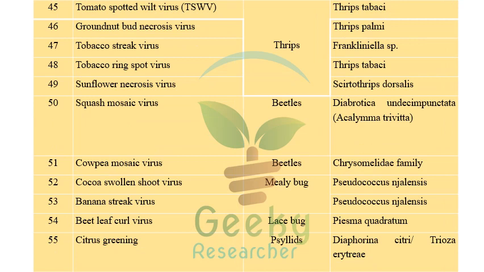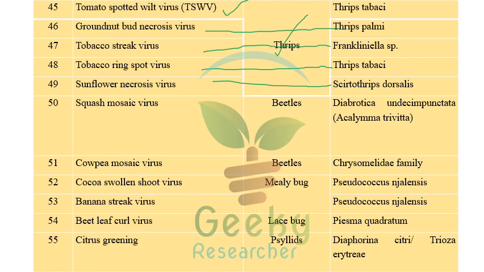And tomato spotted wilt virus, it is very important. Tomato spotted wilt virus is transmitted by Thrips tabaci, something like that. Groundnut bud necrosis virus is also transmitted by Thrips palmi. Tobacco streak virus is also transmitted by Frankliniella thrips. Tobacco ring spot virus is transmitted by Thrips tabaci. Sunflower necrosis virus is transmitted by the thrips Scirtothrips dorsalis. These all are transmitted by thrips only.